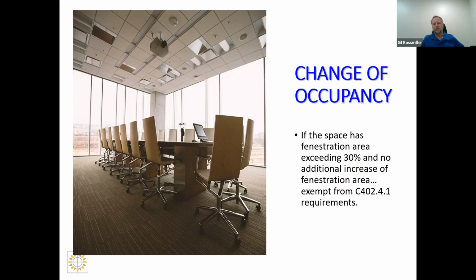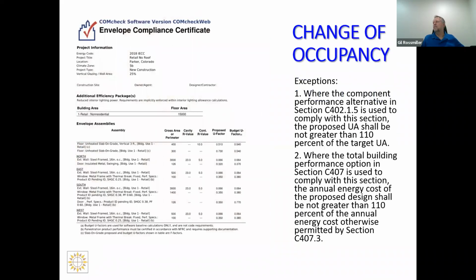They're exempt from it. So if we're exceeding 30% and we're not adding any new windows, we don't have to go back to 402.4.1. Maybe that's a key. It may not comply, but I'm not making it any worse, so we're good. Start to make it worse, not good. So we're cutting them the same kind of slack here that we cut them when we did unconditioned to conditioned space. Same exact piece.